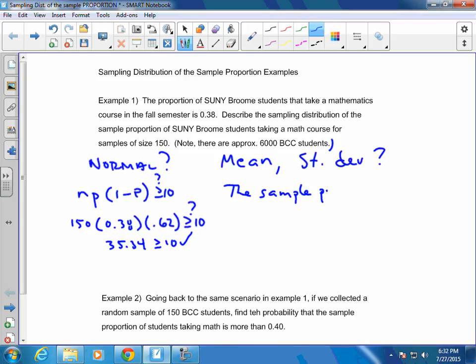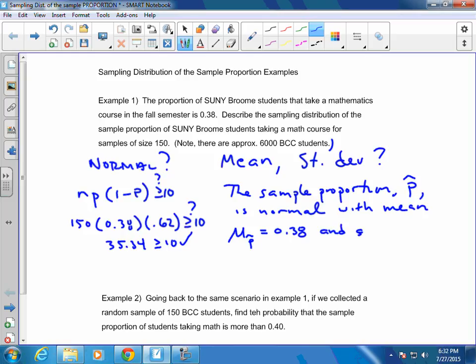So that lets me say the sample proportion, all right, p hat is the symbol that you're going to see for the sample proportion, is normal, with mean, same type of notation, mu for the population mean. It's the mean of the variable p hat, so p hat is the subscript. That's going to be equal to the true population proportion.